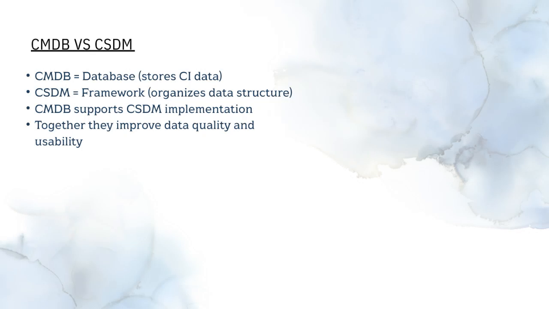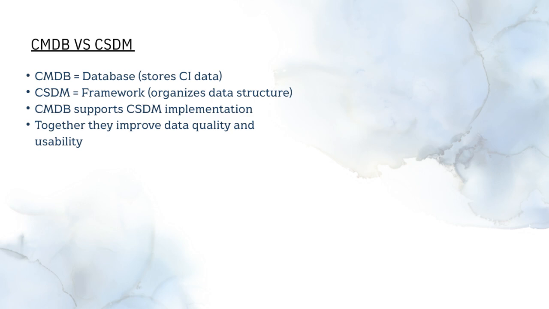Think of the CMDB as a database that stores all the configuration item data. It's where we keep detailed records of assets, services, and everything that makes up our IT environment. On the other hand, CSDM is a framework. It's more like a blueprint that organizes how this data should be structured and related. What's important here is that the CMDB actually supports the implementation of CSDM. By doing so, it helps us improve the quality of our data and makes it more usable. When these two work together, we get a clearer, more reliable view of our IT landscape.